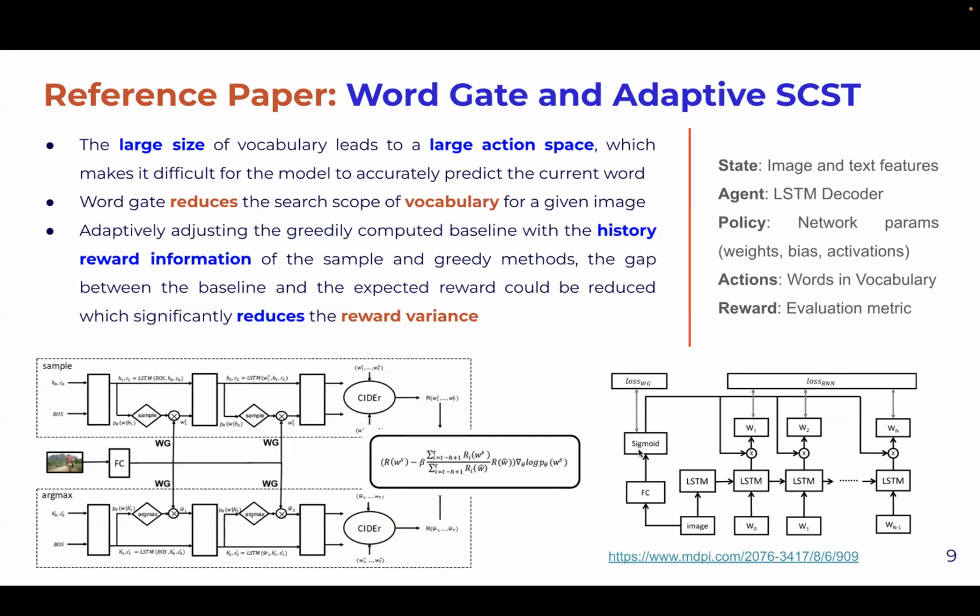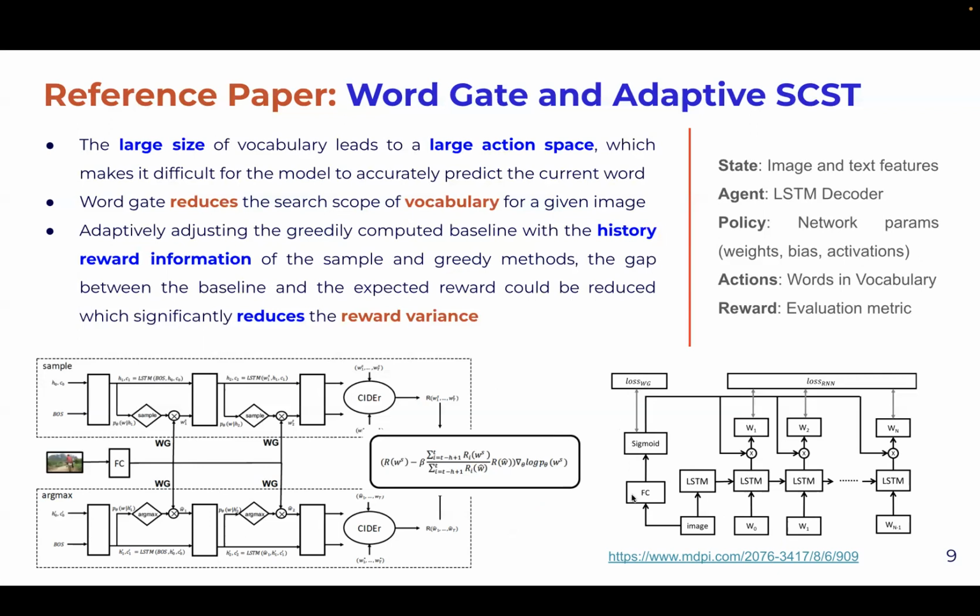Since you are sending it through a sigmoid activation function, and the sigmoid value varies from 0 to 1, you will get values for all the words in the vocabulary ranging from 0 to 1. Those specific words which actually help in describing a particular image will have a higher value, and all other irrelevant words will have a very low value. So that's what it learns in this additional layer.